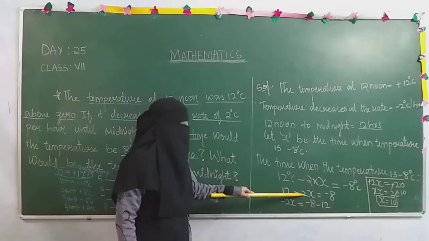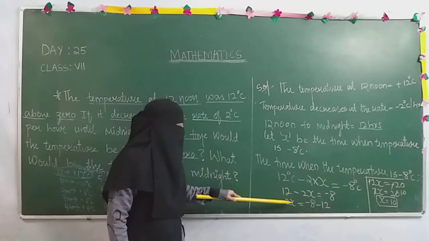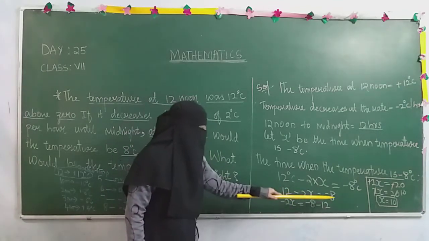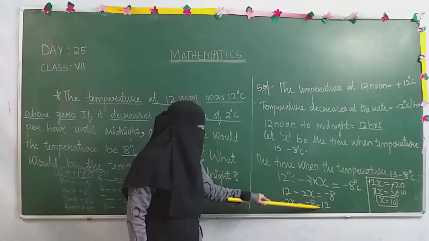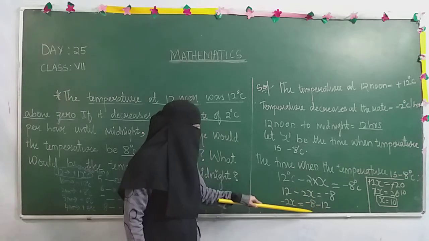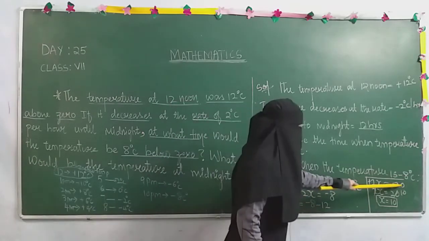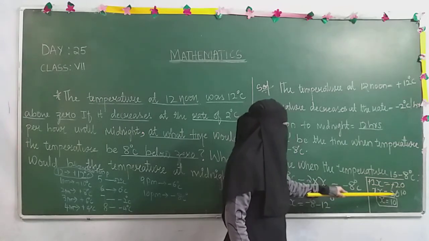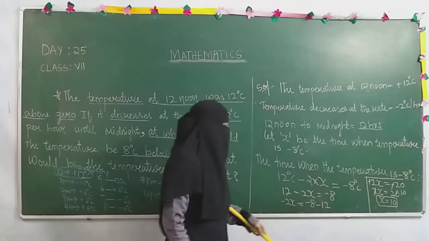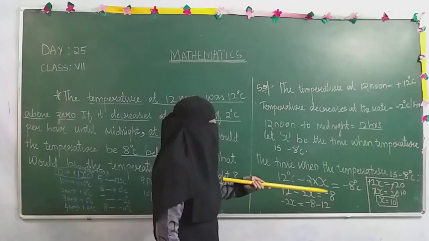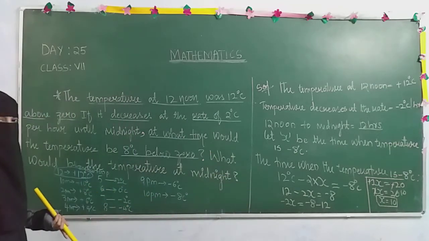So 12 minus 2x equals minus 8 degrees centigrade. This 12 we are transposing to the other side, so 2x remains the same. When we transpose the 12 to the other side it becomes minus, so minus and minus both are plus, and we are going to add them. Then 2x equals 20, then 2 ones 2, 2 tens 20, x equals 10. This x is nothing but the time, and it is after 12 noon. After 12 noon means it is pm only.